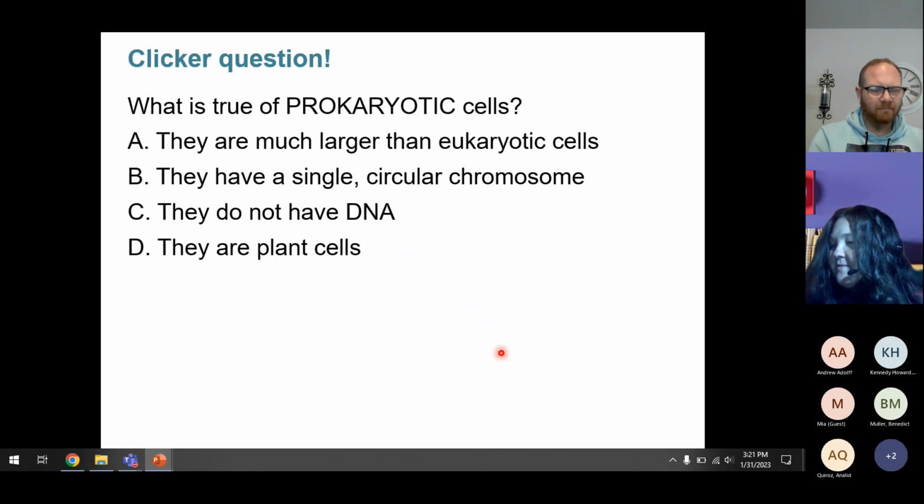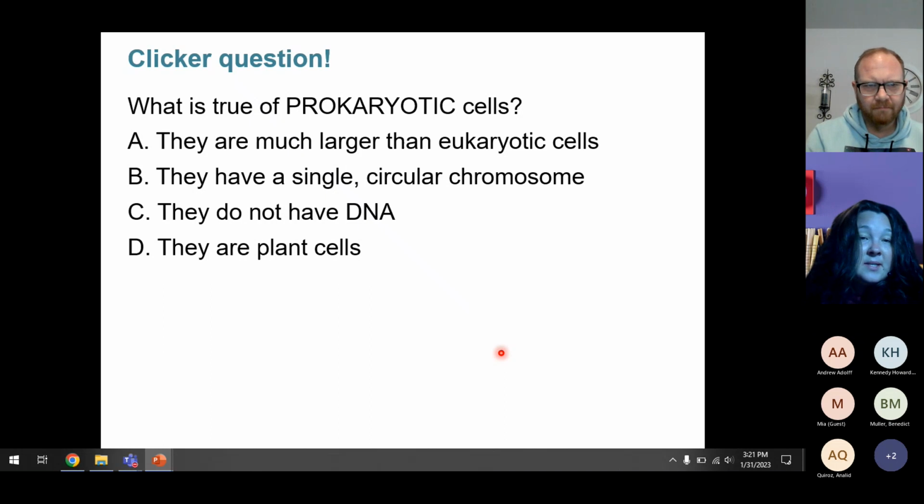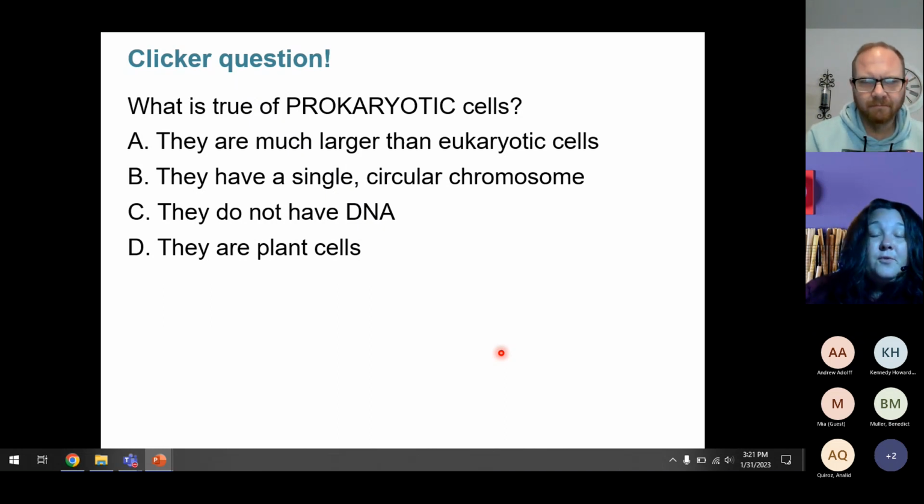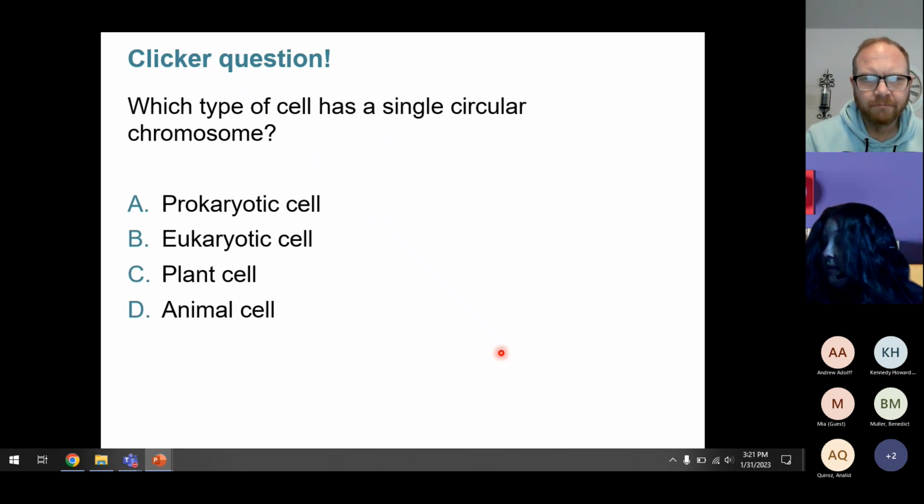Okay, 67% of you chose the correct answer, which is B. They have a single circular chromosome. 14% chose A. Actually, prokaryotic cells are smaller. And 13% chose C. They do not have DNA. DNA, remember, is something that all cells have. It's one of the 4 things that all cells have.